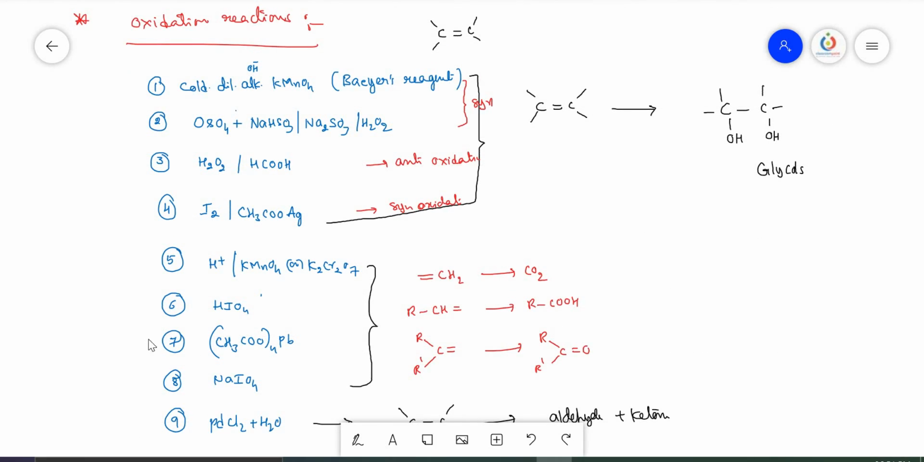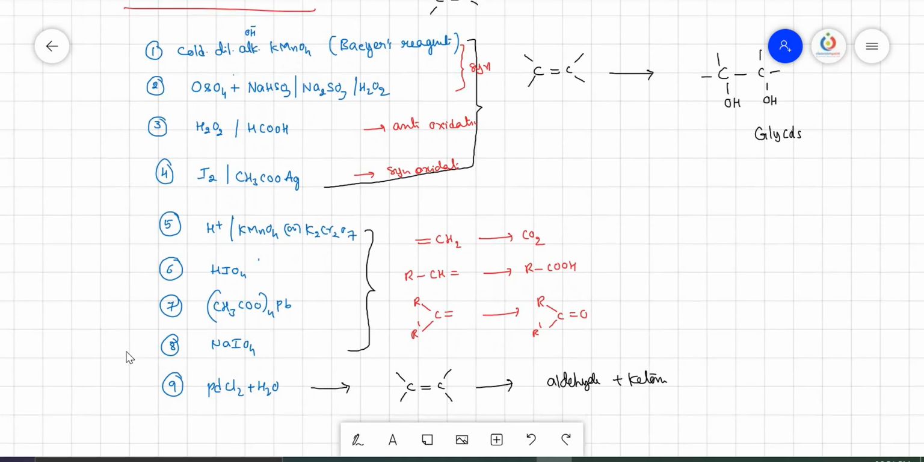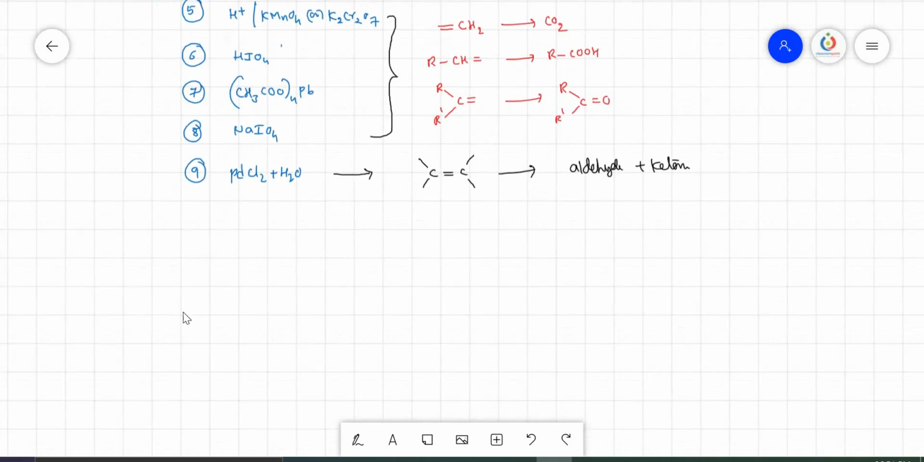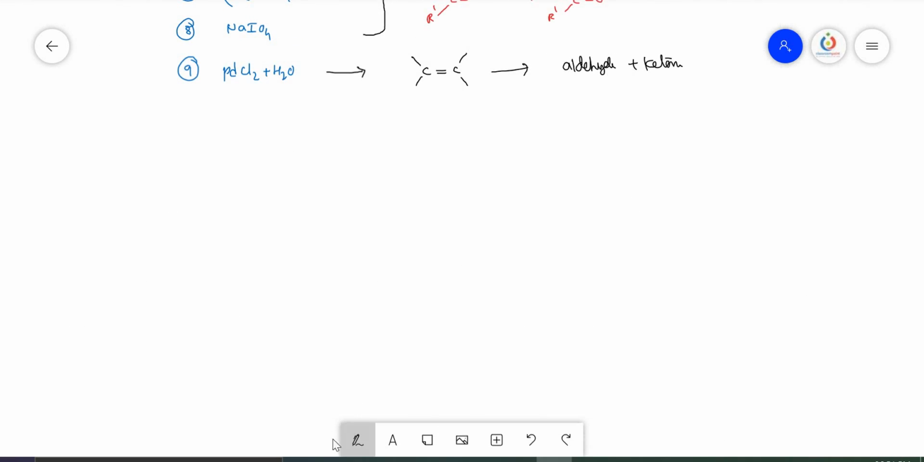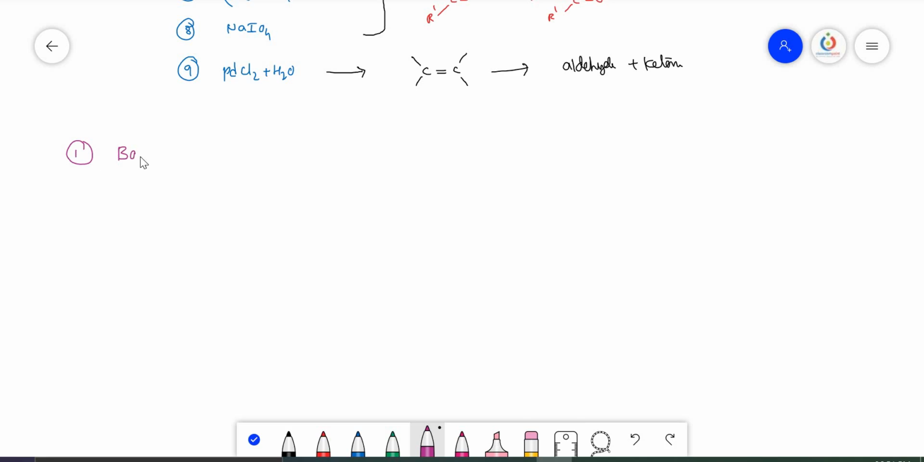So now one by one we shall start understanding how to apply these concepts to each and every one of these, even stereochemistry also, so that you just see. First with Baeyer's reagent. I'll write down here: cold dilute alkaline KMnO4 is called the Baeyer's reagent.